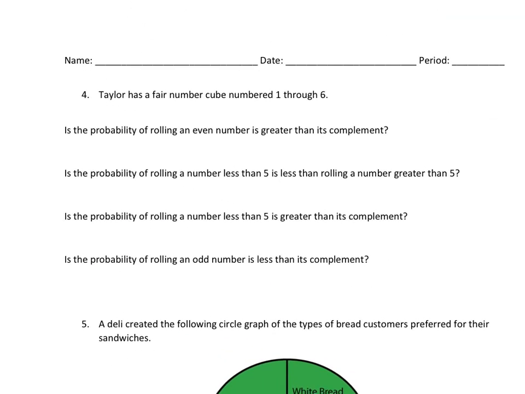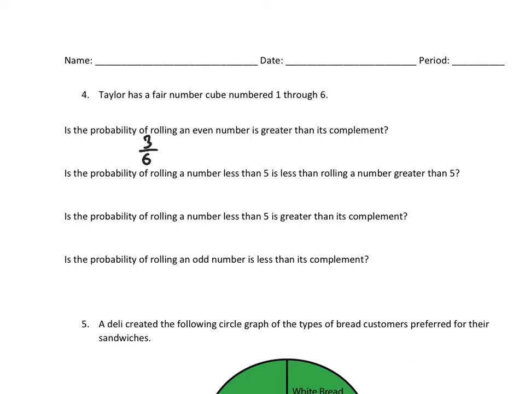Number 4. Taylor has a fair number cube numbered 1 through 6. Now we've got 4 questions that are going to be related to this part right here. It says, is the probability of rolling an even number greater than its complement? So, meaning its opposite, not rolling an even number. So 1 through 6, let's talk about the even numbers. We have 2, 4, and 6. That's 3 numbers out of 6. Well, those are the even ones.